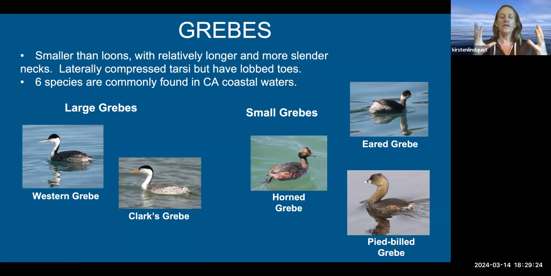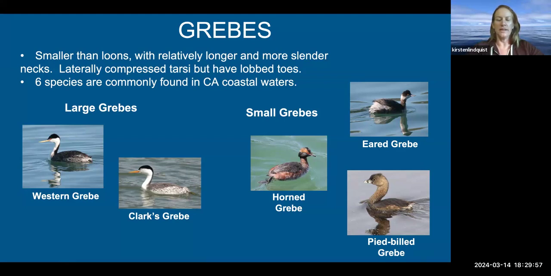So even the larger grebes are smaller than all of the loons, and they're more slender. They also have that laterally compressed tarsus, the bone above the foot, but they have the lobed toes. So you'll remember we saw that on the beach on Saturday. And there are a number of species found in California waters, and there are 6.